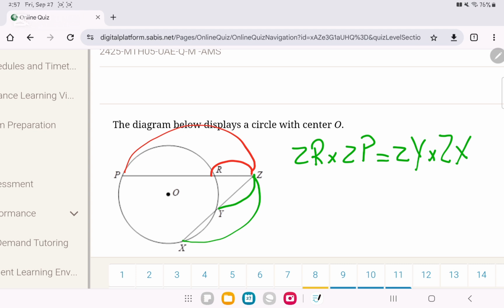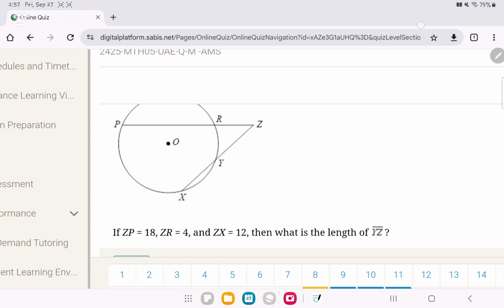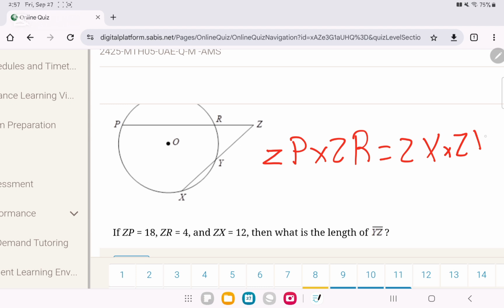If we're going to do it like this, below in the given, I have a paper with me with the question. So if you scroll down, this is the given. We said ZP multiplied by ZR is equal to ZX multiplied by ZY. This is Y. Okay, so let's substitute. ZP is 18 multiplied by ZR, which is 4.